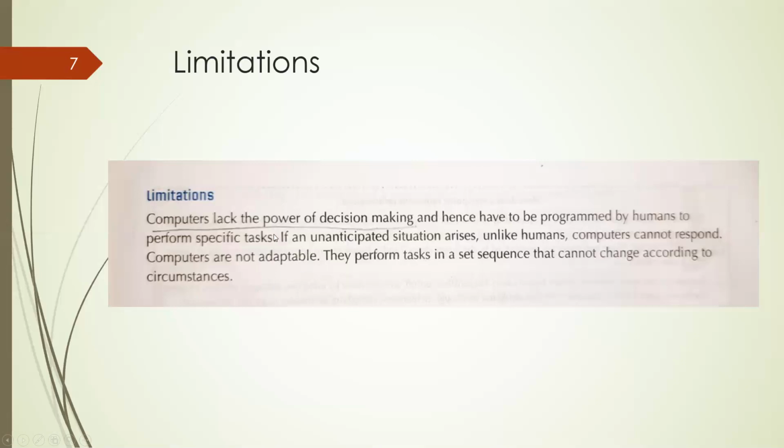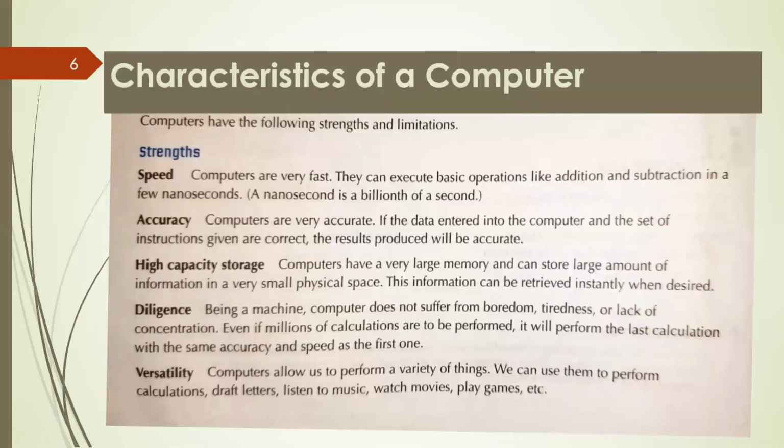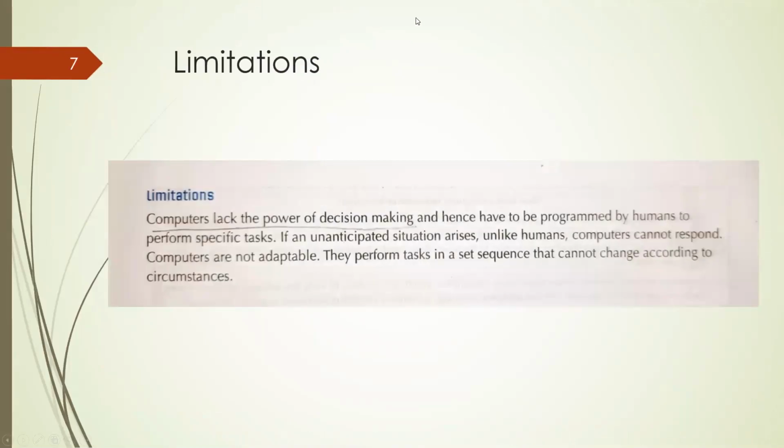Okay, so from the characteristics of a computer, we have strengths and limitations. From the strengths, we have learned speed, accuracy, high capacity storage, diligence, then versatility, and from the same, as the limitation, we have learned. What is that?